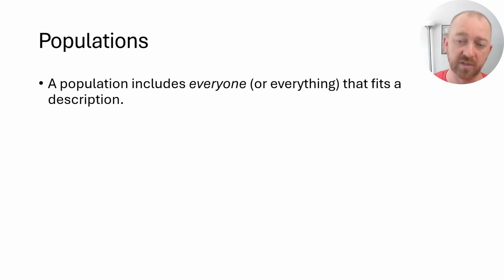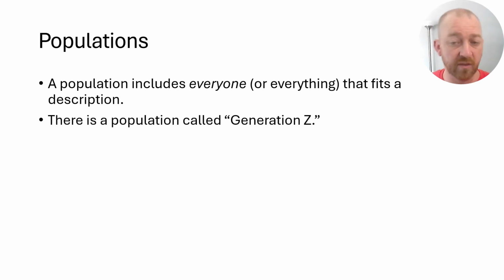A population in very simple terms is everybody who fits a specific kind of description or definition. Every single person is often what we're talking about in psychology, but it could be other units as well, any kind of unit that you're gathering data from. For example, it could be a day, or a tree species or something like that. For example, one population is called Generation Z.